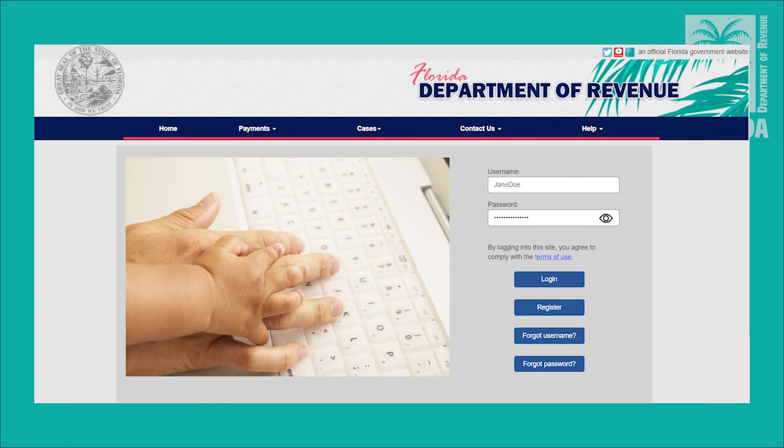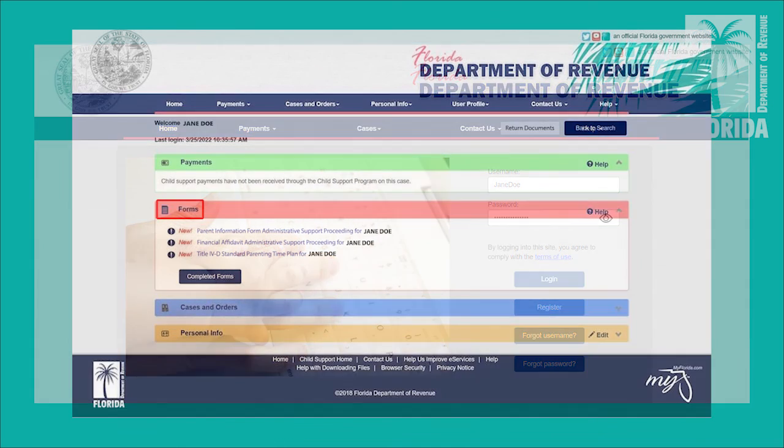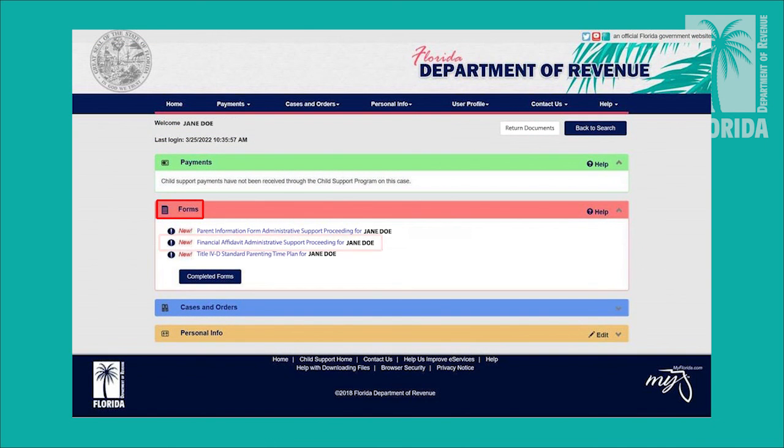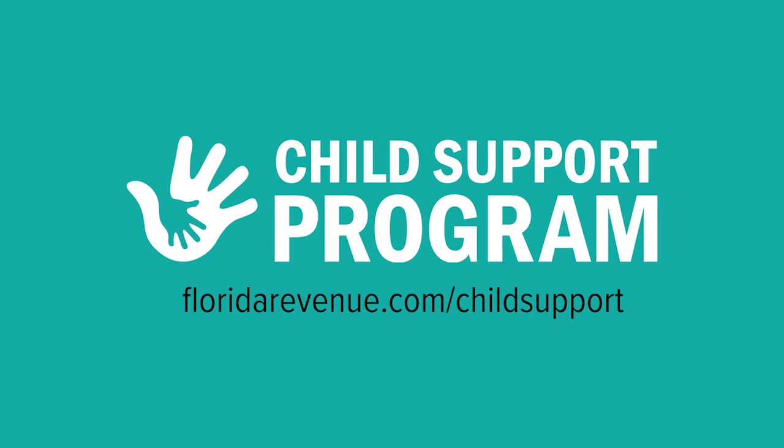Reminder: you can complete this form online. To do this, log in to your e-services account or create an account if you don't have one at childsupport.floridarevenue.com. Click on the Forms section, and then click on the Financial Affidavit form. If you have any questions, please contact us. Visit our website at floridarevenue.com/childsupport for more information.